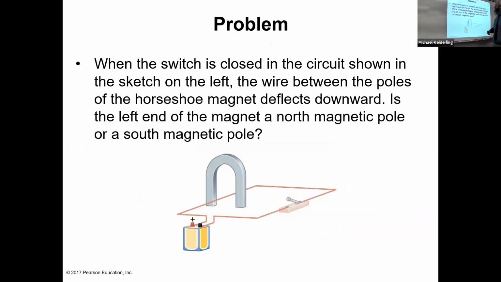So here's an example. We have a circuit with current. Remember, current goes from the positive terminal to the negative terminal. When the switch in this circuit is closed, the wire between the poles of the horseshoe magnet ends up deflecting downwards. So is the left end of the magnet a north magnetic pole or a south magnetic pole? Remember, magnetic field lines go out of north poles and into south poles.